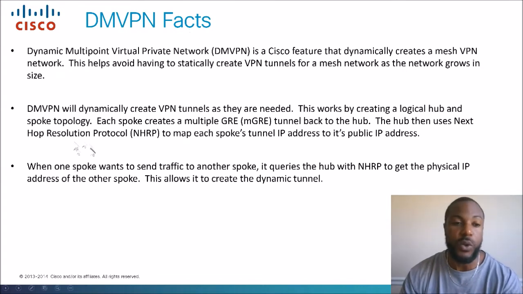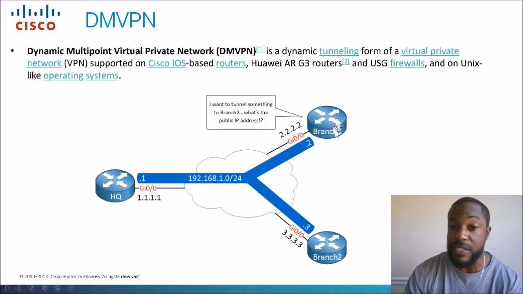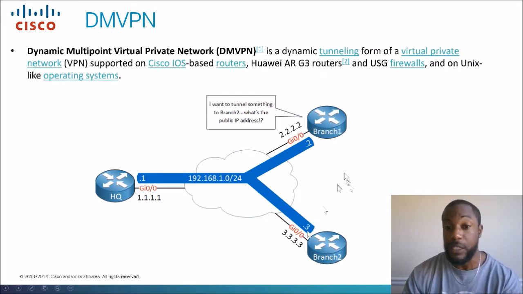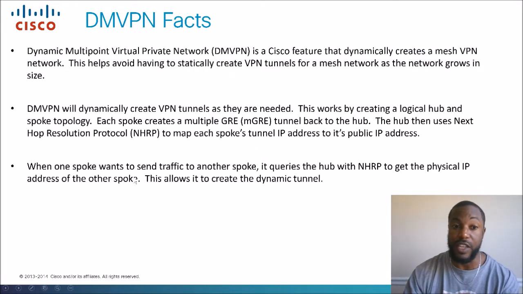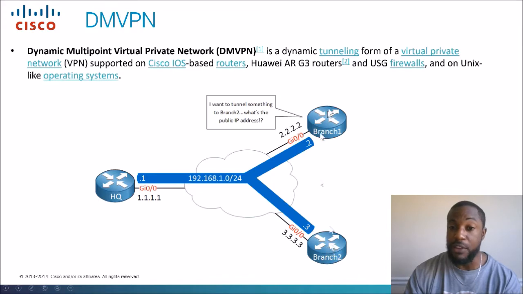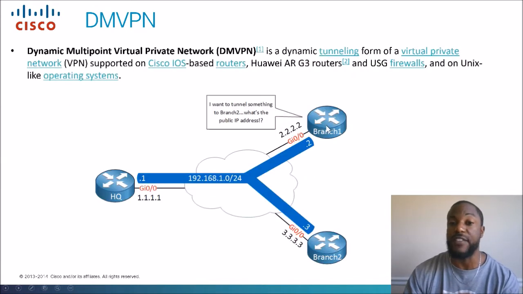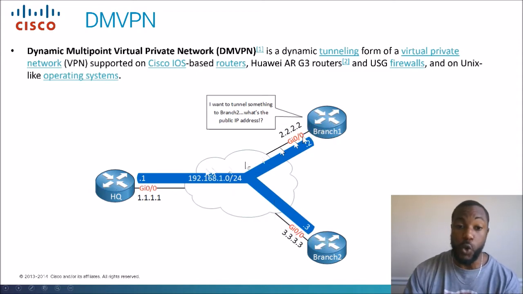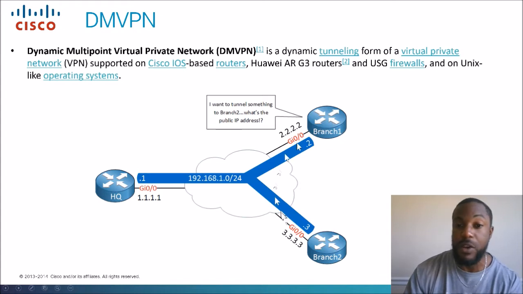So when one spoke needs to send traffic to another spoke, it queries the hub. I'll show you, when this spoke needs to speak to that spoke, he queries the hub with NHRP to get the physical IP address of the other spoke. He asks, hey, what's his physical IP address? Using NHRP, this allows him to create a dynamic tunnel. So then we'll have a tunnel between these two guys right here. Not necessarily a tunnel here, but he will query him for the IP addressing information to create a tunnel with this guy. And that would be a dynamic tunnel here.